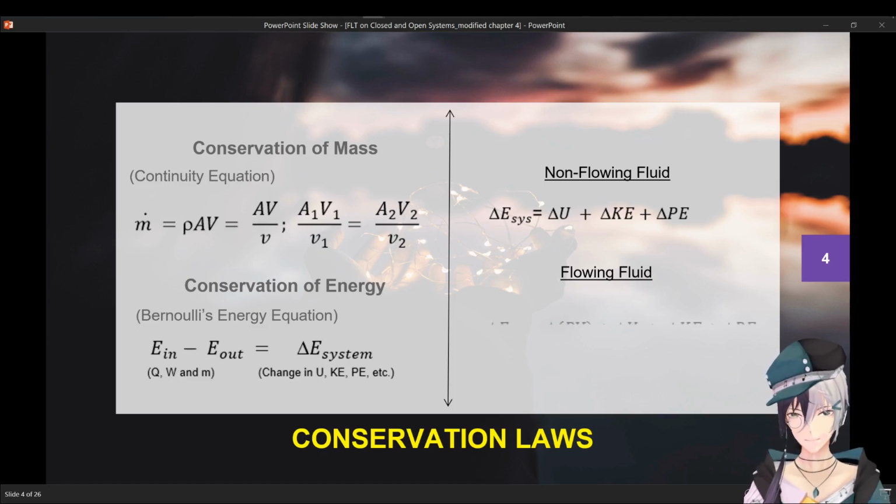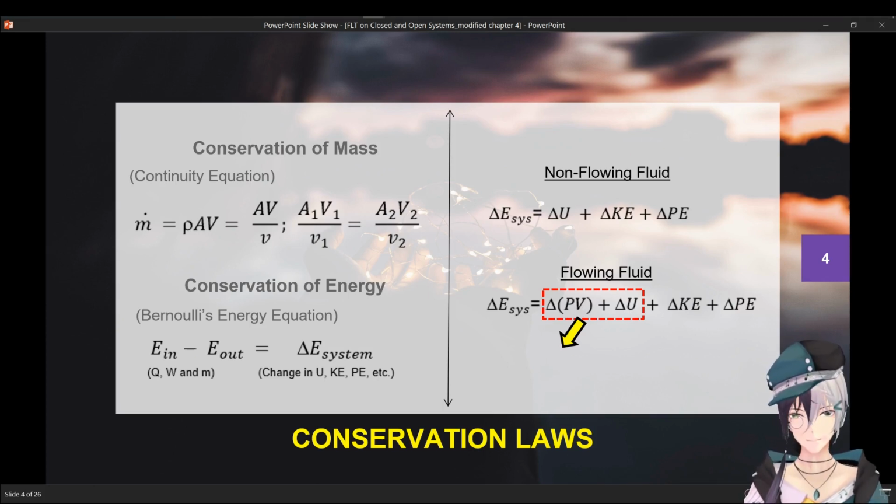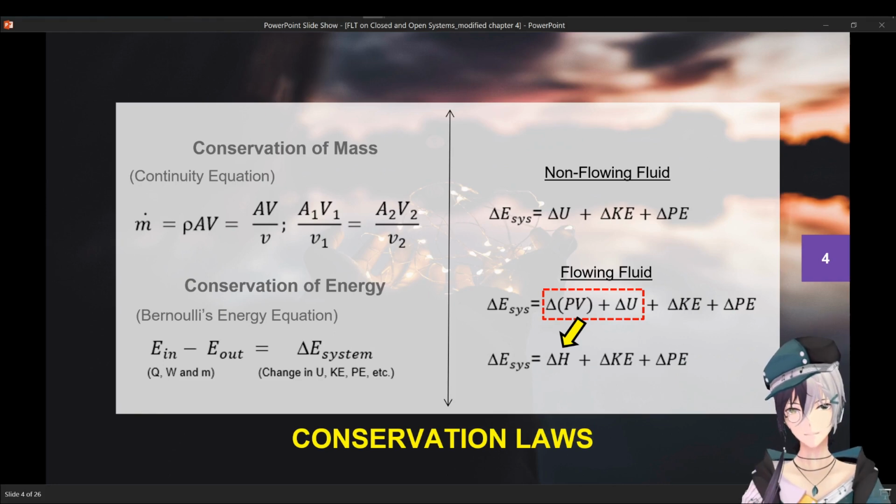For a flowing fluid, we now have this equation: delta PV, so this is pressure times volume. Then same thing, delta U, delta KE, delta PE. Now take note that this expression, delta PV plus delta U, is actually delta H, enthalpy.